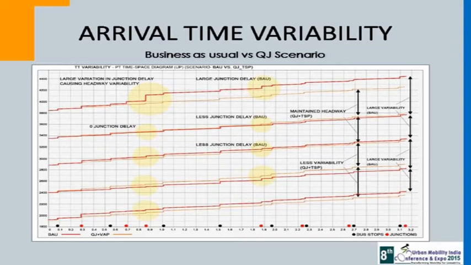Across the corridor, we can see how the vehicle is behaving or where it is getting the maximum delay. Like in the first case, the red one shows the junction. So this is Shamal Crossroads. It shows the large variation in junction delay. Like in this case, we have no delay. It got green just in time, and here it has got a full red cycle. Then this gap basically is the deviation from the scheduled headway. So at the end, we can see there is large variability in case of business as usual, and there is maintained headway in case of queue jumper and signal priority.